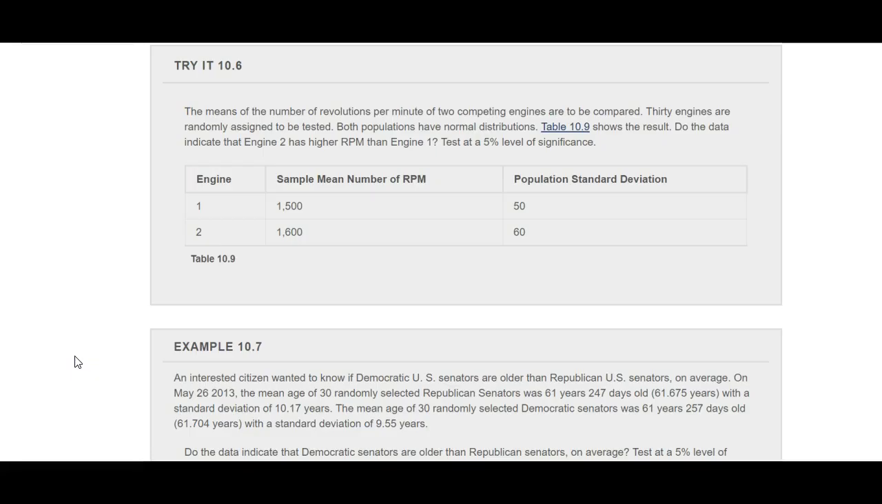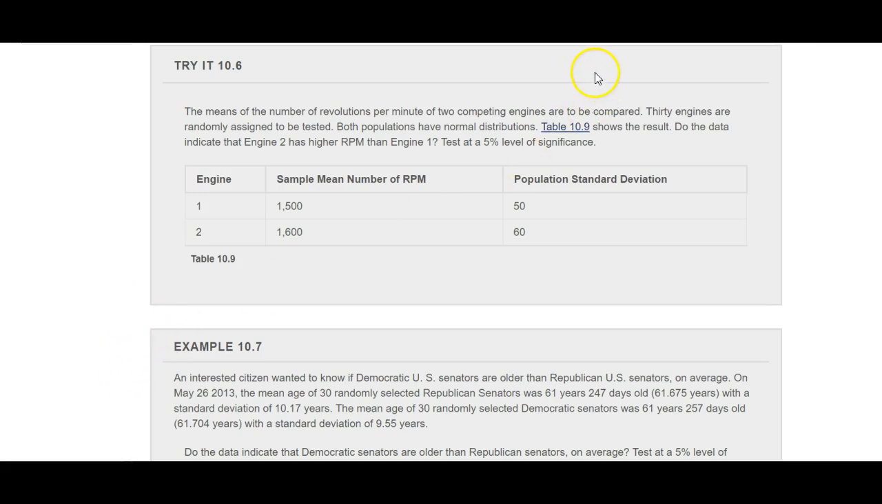All right, so I don't normally do this, but I am going to run through a try-it for you. I'm going to plug these in using the TI-84, and we're going to get a solution for this try-it. The means of the number of revolutions per minute of 2 competing engines are to be compared. 30 engines are randomly assigned to be tested. Both populations have normal distribution. Our table shows the results. Do the data indicate that engine 2 has a higher RPM than engine 1? And we're going to test at the 5% level of significance.